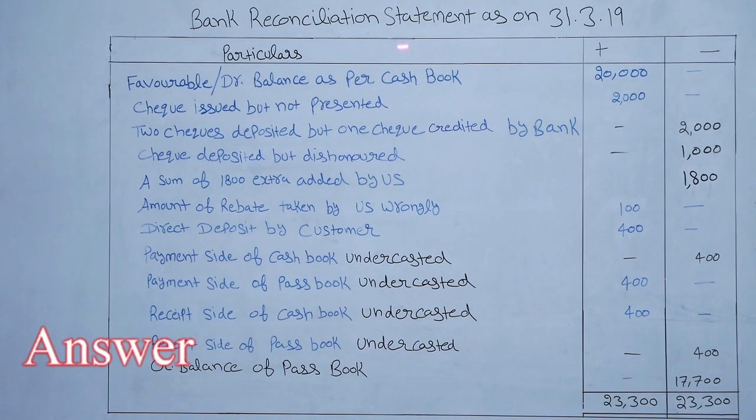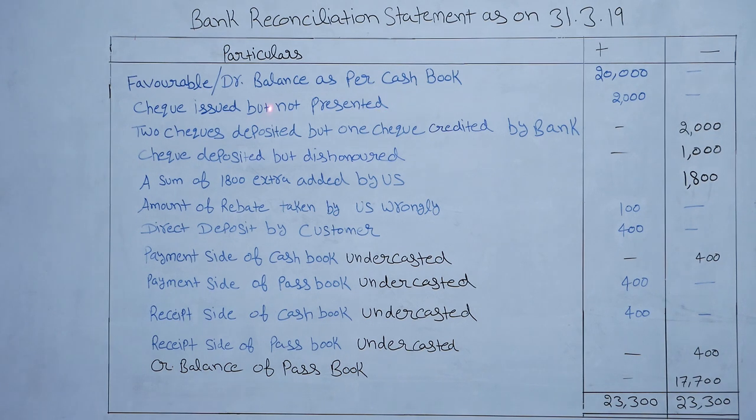Bank reconciliation statement as on 31st March 2019. Particulars: plus item, minus item. Debit balance as per cash book 20,000. Check issued but not presented. To understand this through a small example.